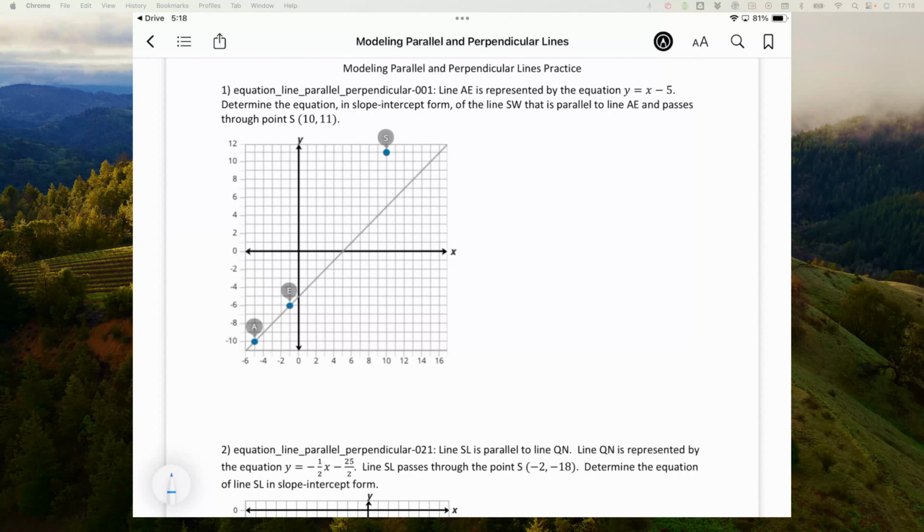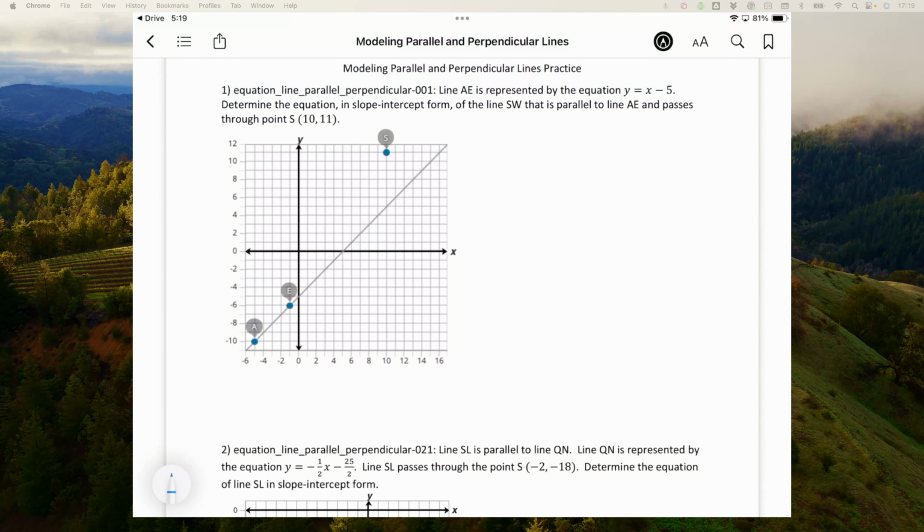Okay, so for these problems, we are going to have to apply lots of things that we have learned all at the same time. So first of all, we need to recognize that they're telling us that line AE is represented by that equation. We need to determine the equation in slope-intercept form of the line SW, and so we do have point S there, but we don't have W, that is parallel to AE and passes through the point S, which is (10, 11). So the wording on this is a little bit weird.